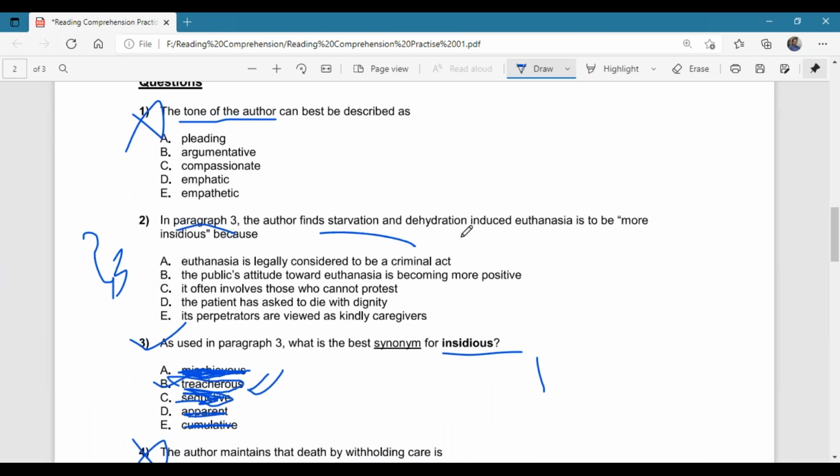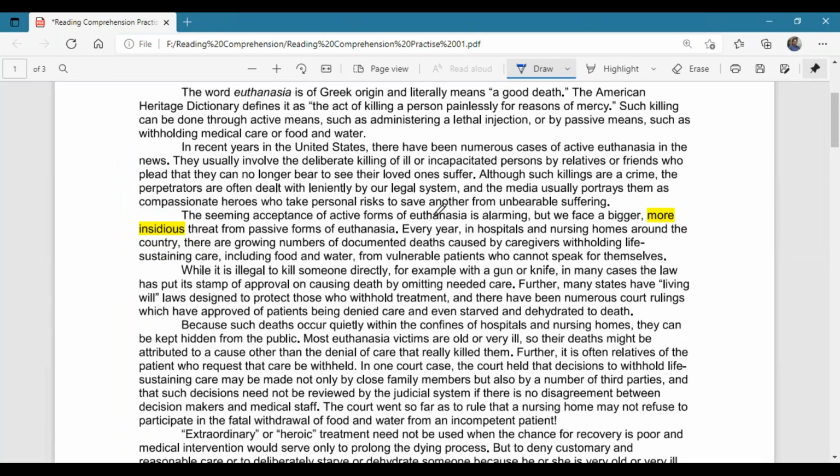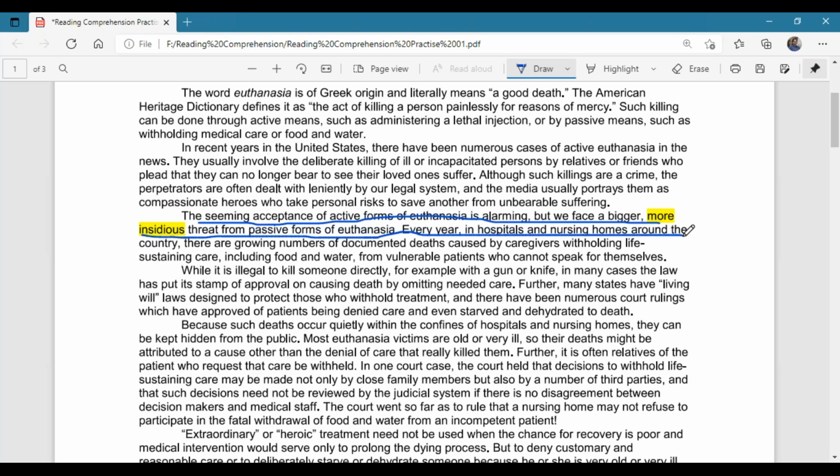In paragraph 3, the author finds starvation and dehydration induced euthanasia to be more insidious, because you know what insidious is, widely spread. So for that you need to read paragraph 3. You need not read the complete passage. So let us go back to paragraph 3. This is what he is saying, right? The seeming acceptance of active forms of euthanasia is alarming, but we face a bigger, more insidious threat from passive forms of euthanasia every year in the hospitals and nursing homes around the country. There are a growing number of documented deaths caused by caregivers withholding life sustaining care, including food, water from vulnerable patients who cannot speak for themselves.